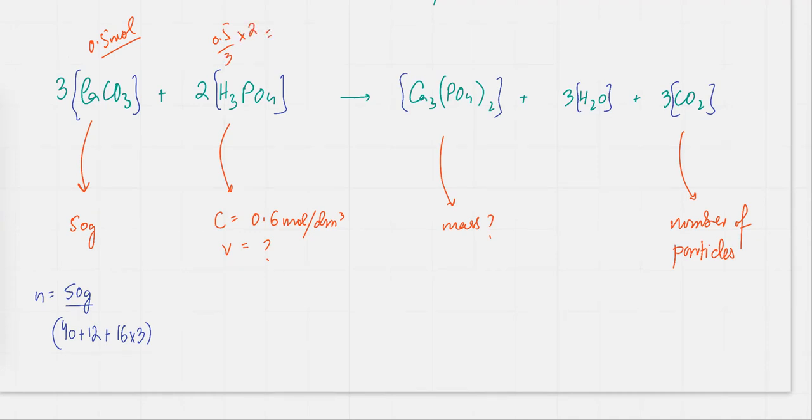So you see the 0.5 divided by 3 into 1. Sir, 0.3. Whose is this? This one? No, the earlier one's. H3PO4's. It will be 0.33, right? Yes, 0.33.